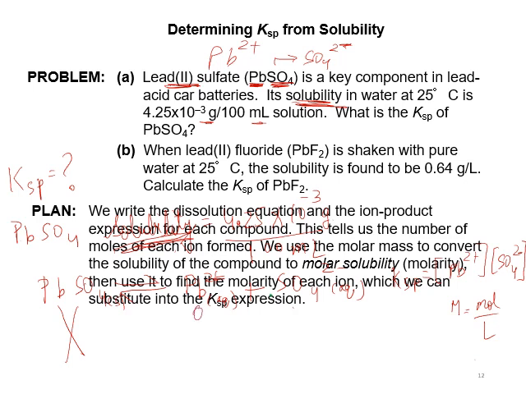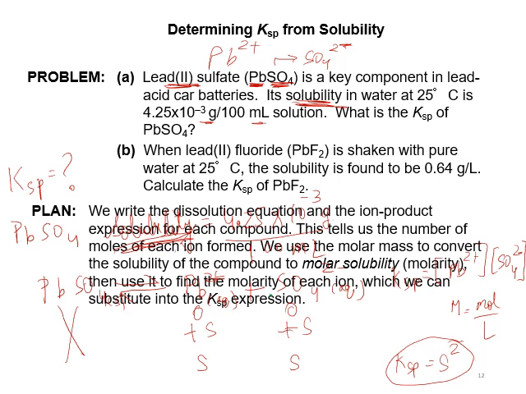So my ice table is going to look like this. Initially, I have 0 and 0. This is going to produce plus S, just 1 right here because the stoichiometric coefficients are 1 for both of these ions. So it's going to be S and S. And my Ksp is going to be S times S, meaning S squared, right? So if I can figure out S, I can figure out what is my value for Ksp.